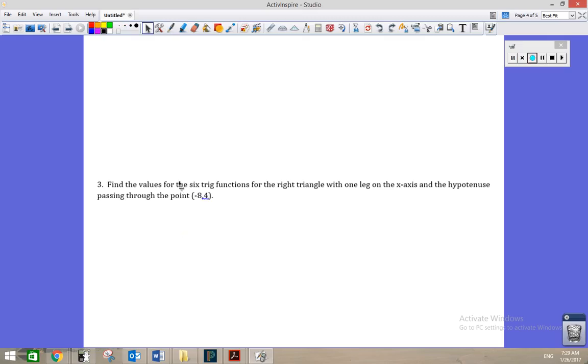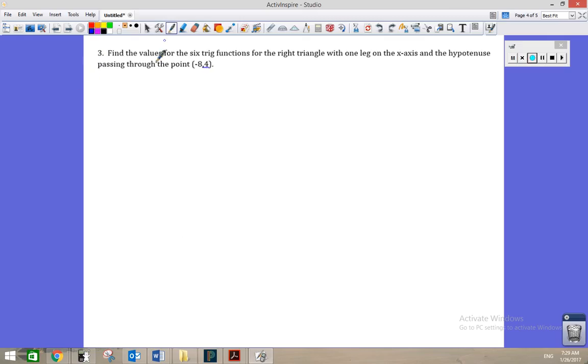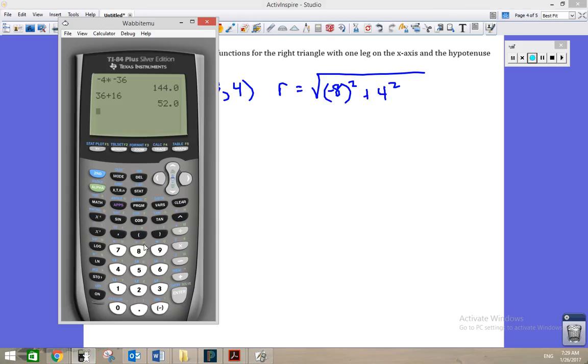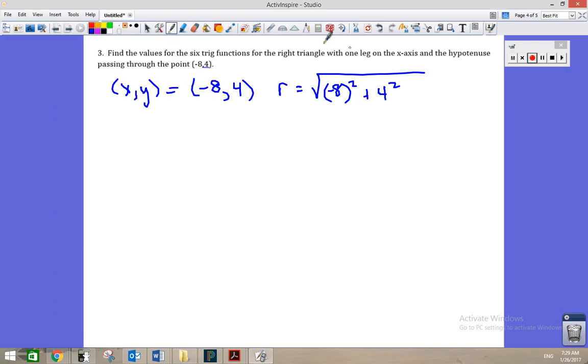And number 3, negative 8, comma 4 is in quadrant 2. r: negative 8 squared is 64, 4 squared is 16, right? 80. And 16 times 5 is 80, so r is 4 radical 5.